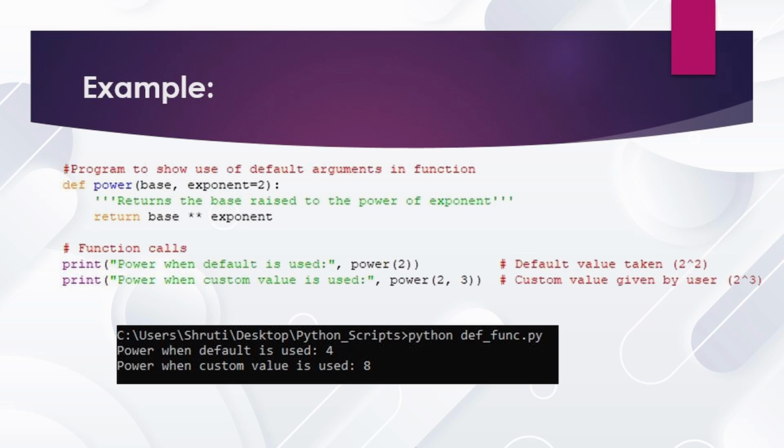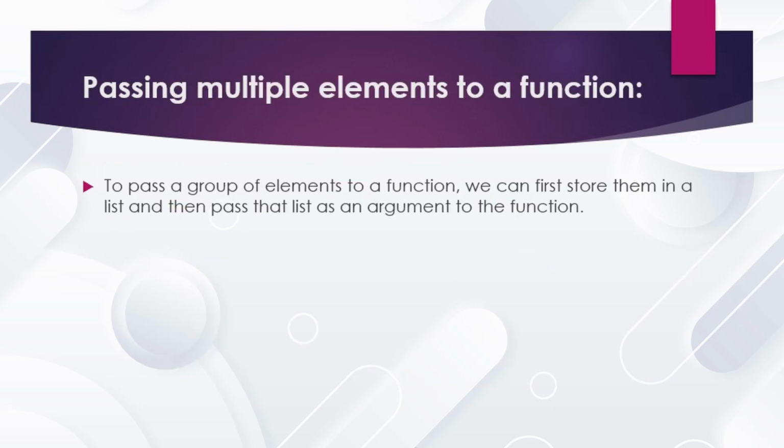In the output, in the first case, when the function is called, only the base is given, so the default exponent 2 is used. In the second case, when both base and exponent are provided, the custom exponent 3 is used for calculation, as can be seen in the output. To pass a group of elements to a function, we can first store them in a list and then pass that list as an argument to the function.